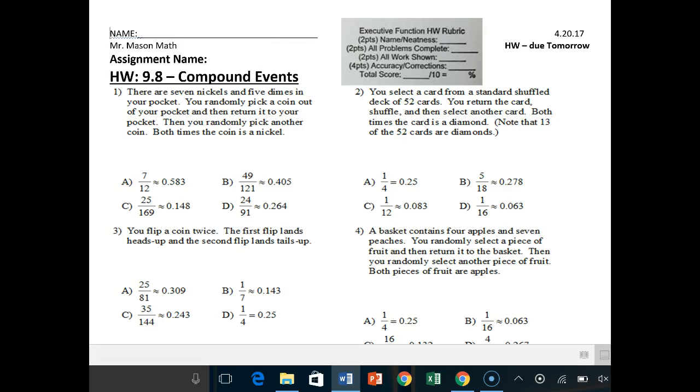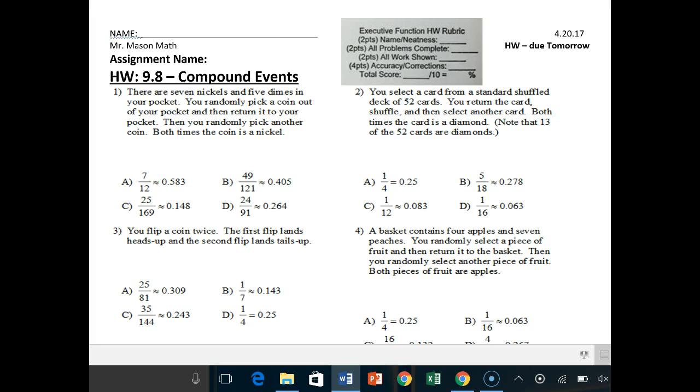I'm going to try and help you out with homework 9.8, compound events. And compound probability is basically just the idea that it's the probability of two independent events both occurring. And how you do it is you just take the probability of one event and multiply it by the probability of the other event. So here we go.